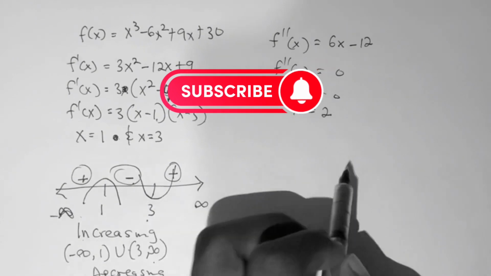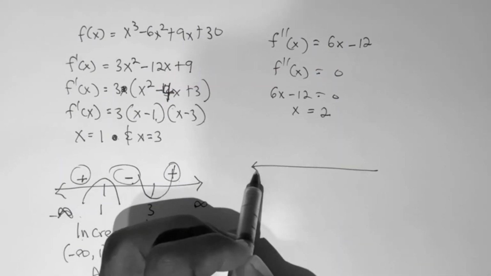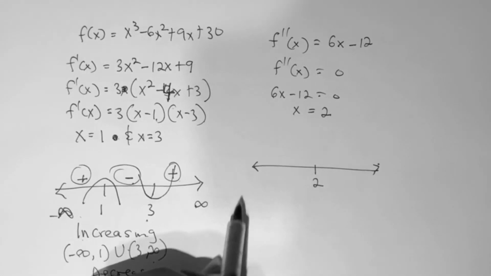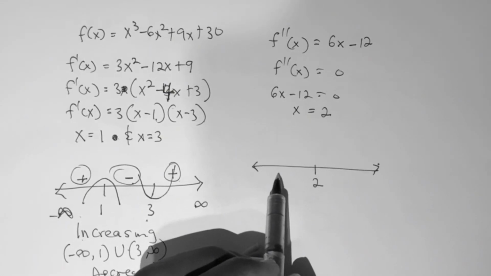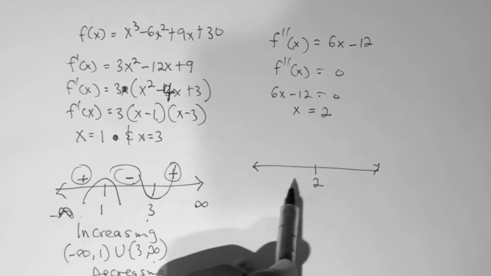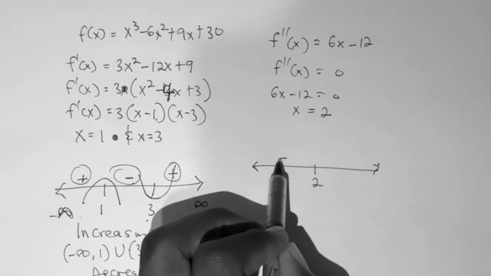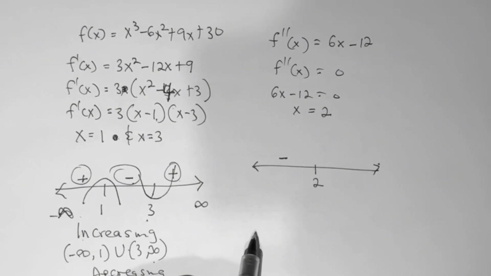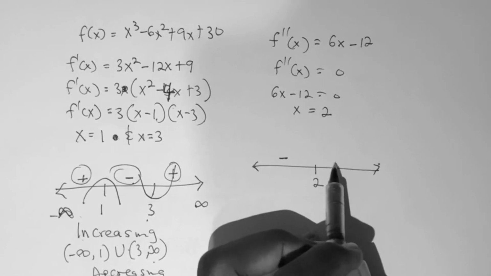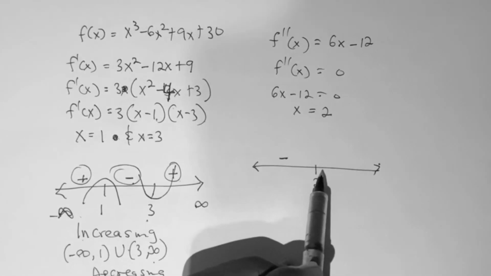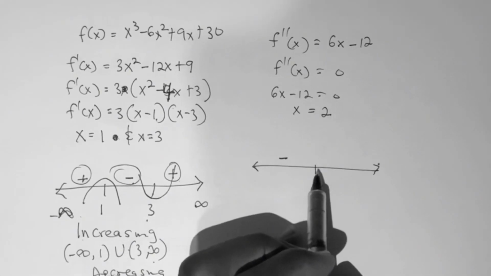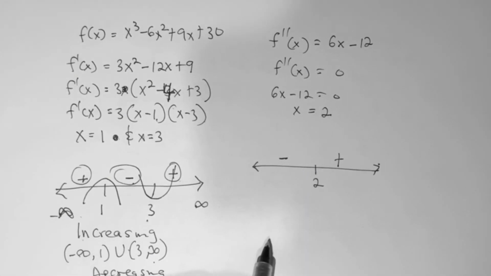Then now, let's sketch this on a number line. So this is 2. Let's take values less than 2. For example, 0. If we put it here, 6 times 0 is 0. 0 minus 12 is minus 12. So this side is negative. And then let's take values greater than 2. For example, 3. 6 times 3 is 18. 18 minus 12 is 6. So this part is positive.